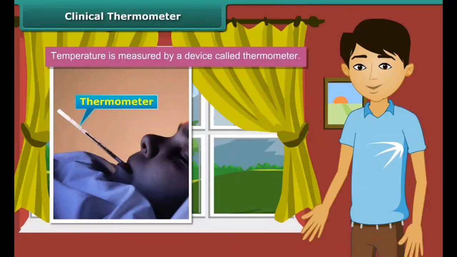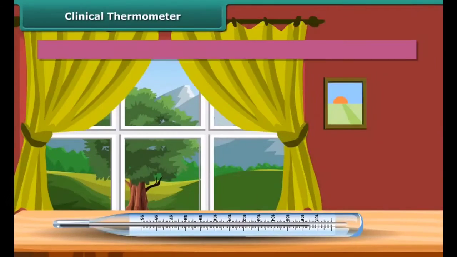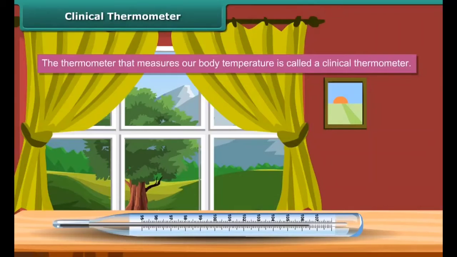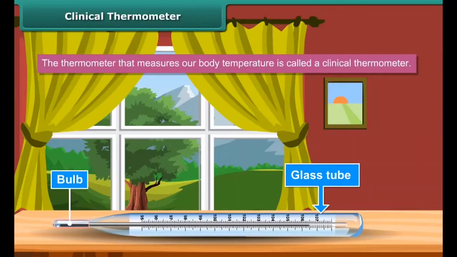Now that we have learnt about temperature, let us look at the device used to measure temperature. It is called a thermometer. The most common use of a thermometer is to measure our body temperature. Such a thermometer is called a clinical thermometer.